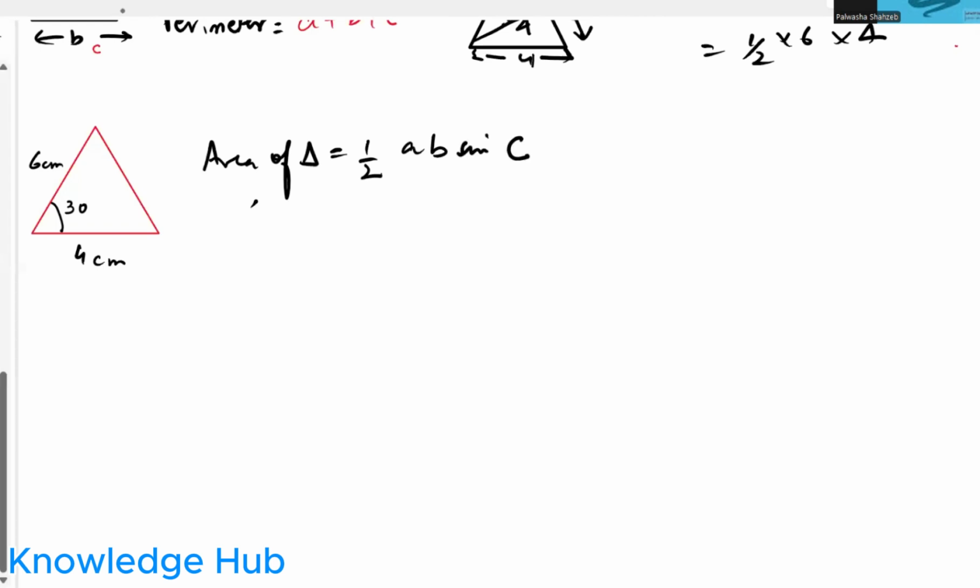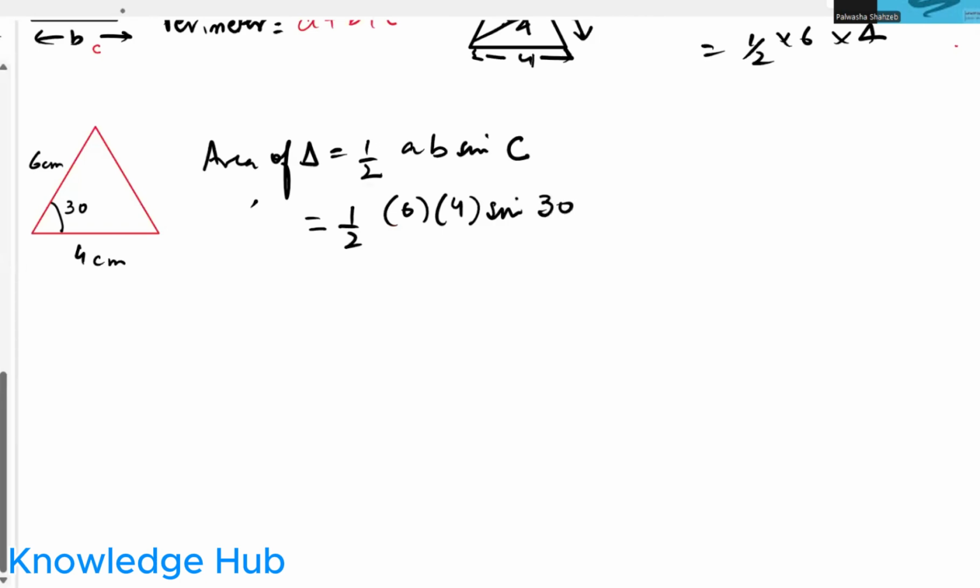What is it all about? The included sides, the sides and their including angle. So it means that half into 6 into 4 sine of 30. So you can do it like this also.